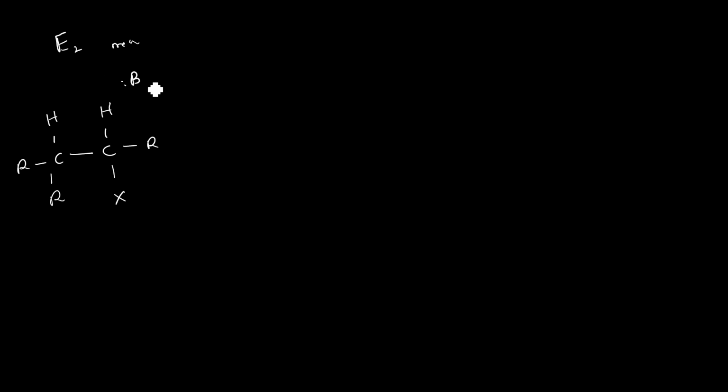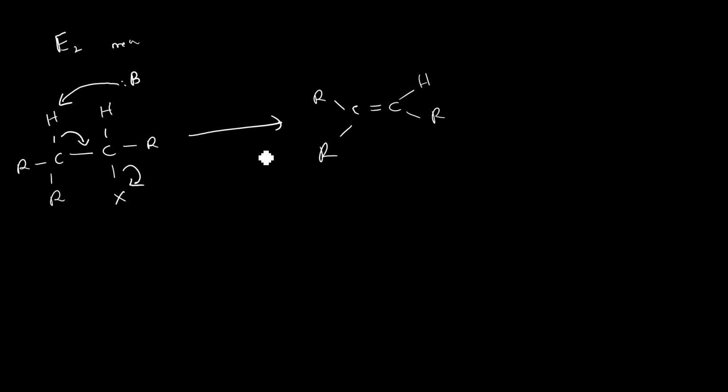So in elimination reactions, these bases are not concerned with this carbon, right? They have nothing to do with this carbon. They are going for hydrogens. So due to this attack, this bond will be broken here. Now due to this repulsion, our leaving group will leave. So here you have R, C double bonded C, H, and you have R and here R. So this is a one-step reaction.